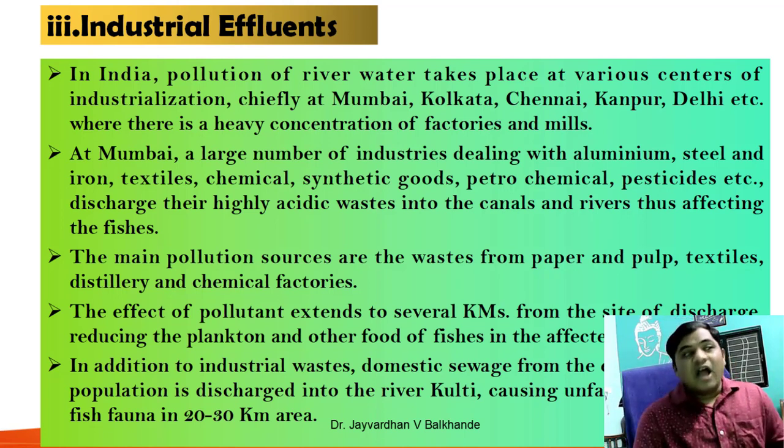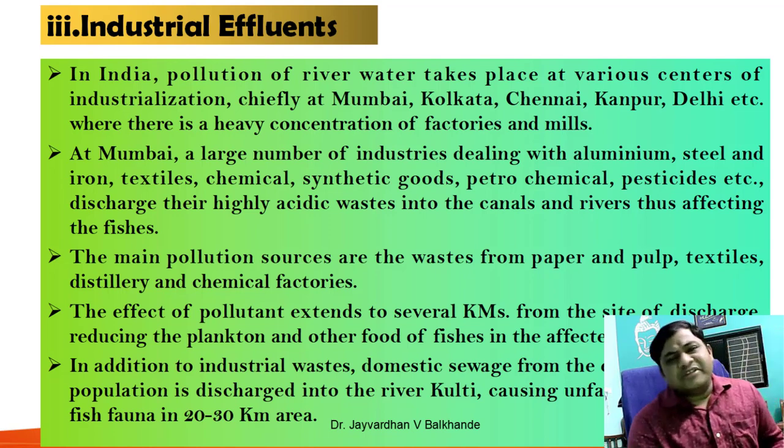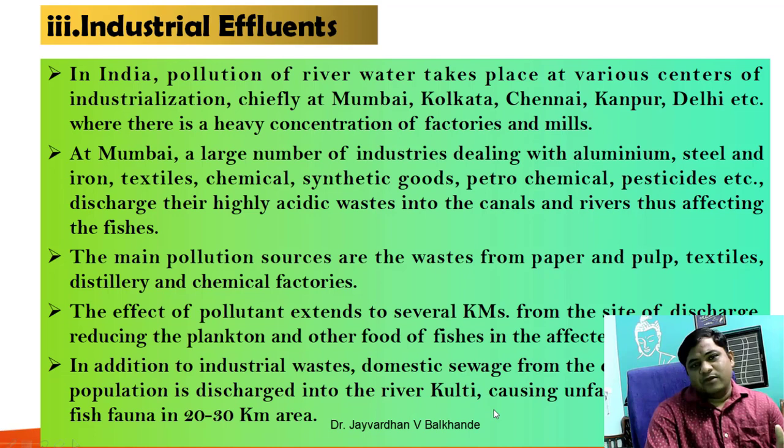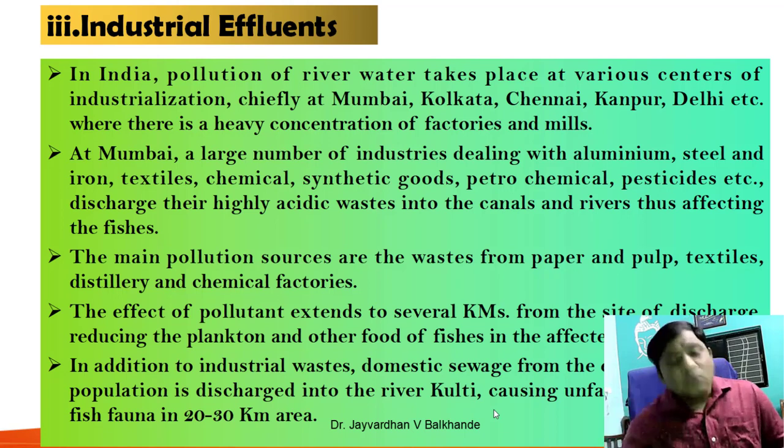See here in India, pollution of river water takes place at various centers of industrialization, chiefly at Mumbai, Kolkata, Chennai, Kanpur, Delhi, etc. These are nothing but the metropolitan cities in our India, okay, where there is a heavy concentration of factories and mills. So whatever effluent comes from the industries is just released into the water body.